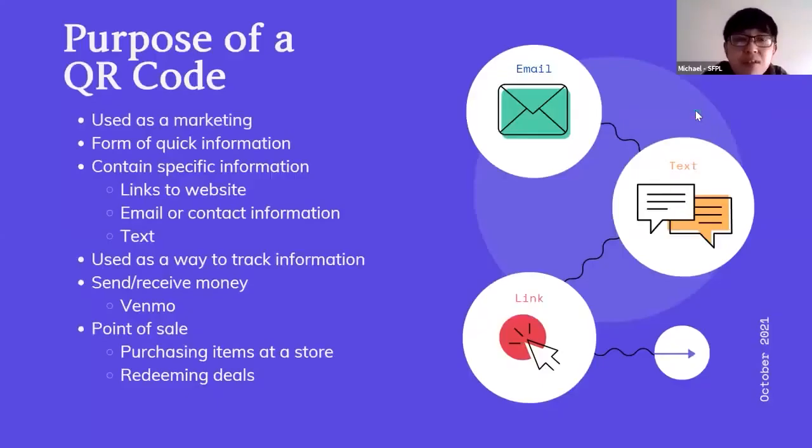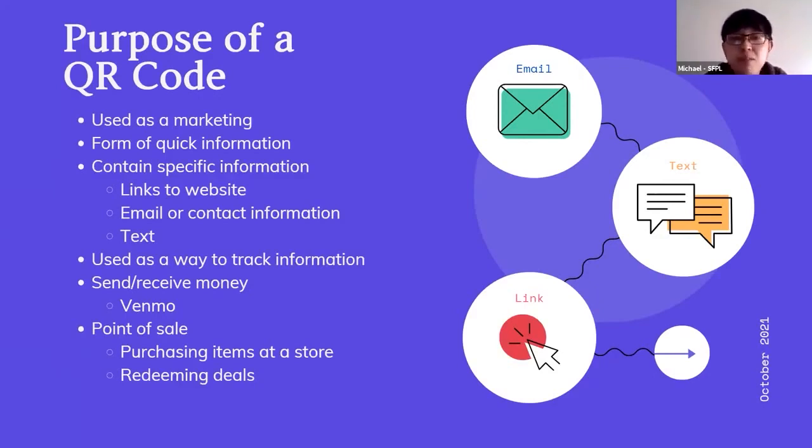So what is the purpose of a QR code? It's used as a marketing technique. If you've seen flyers on the street where they're advertising certain things, there might be a QR code on the bottom somewhere. It says scan here for more information. And it's a form of quick information.